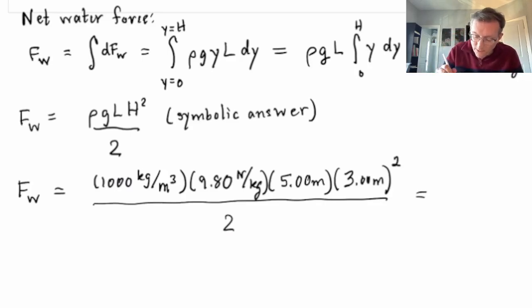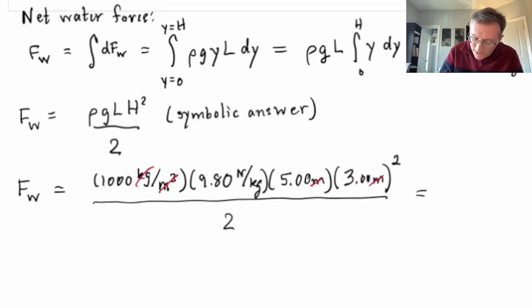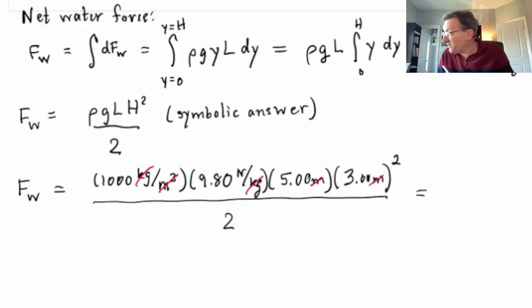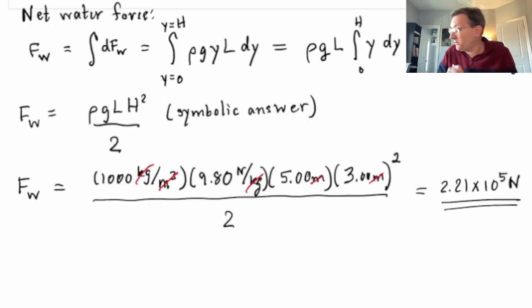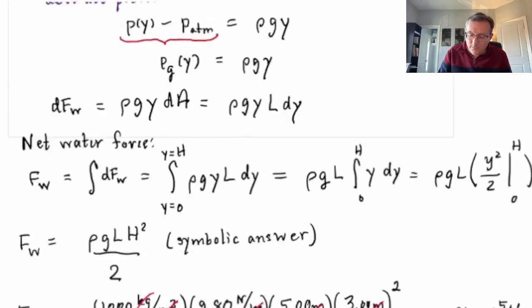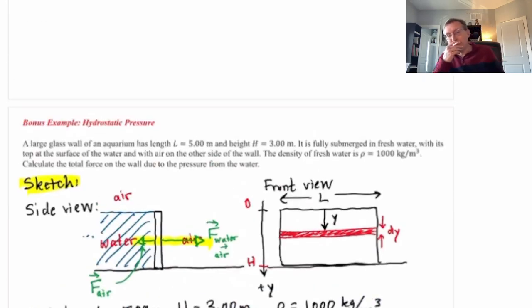Okay, and if you look at the units, you've actually got a meter cubed upstairs and a meter cubed downstairs, a kilogram upstairs and a kilogram downstairs. The unit will be newtons. And you put those numbers in your calculator and you get 2.21 times 10 to the 5 newtons. 221,000 newtons is the net water force on this glass wall of this tank.